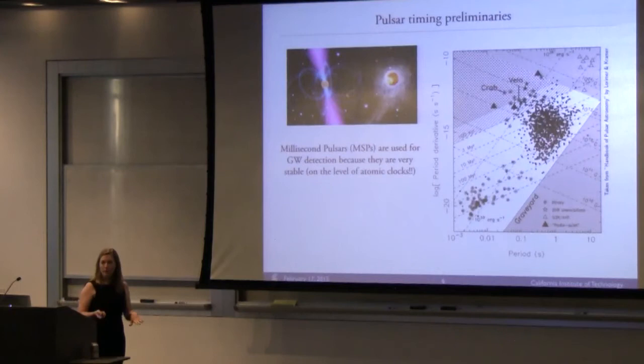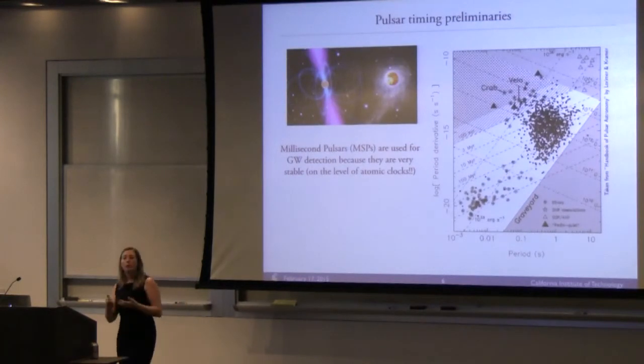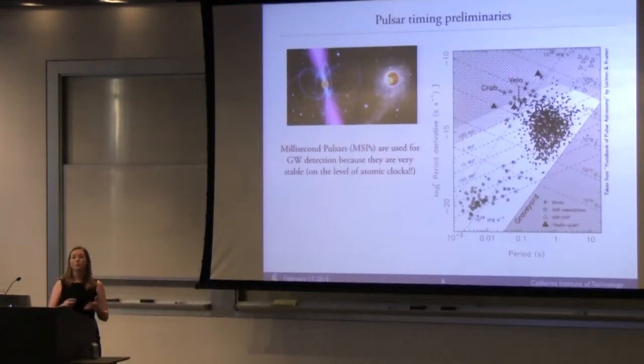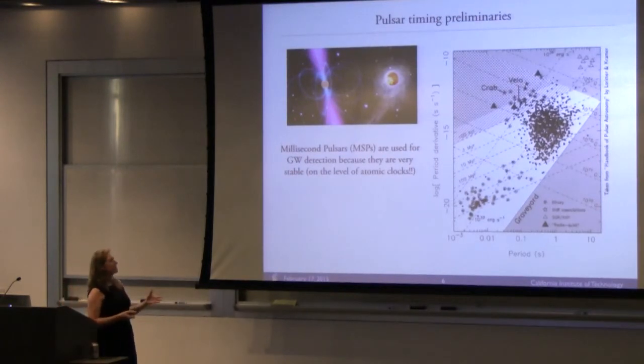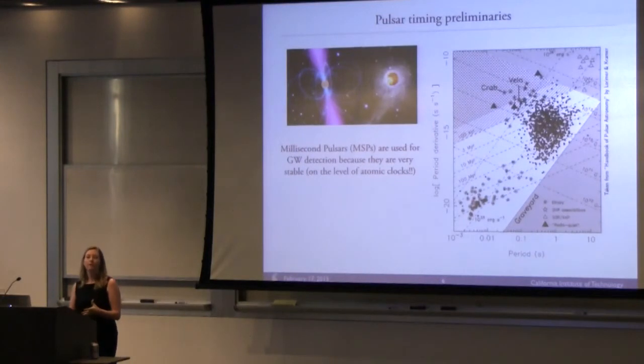So I know not everyone here works on pulsar timing arrays. I think we have some people who I just met in the LIGO meeting a few minutes ago. So I want to give a very brief introduction about how a pulsar timing array tries to detect gravitational waves, or how you can use one. The idea here is that you take a millisecond pulsar, which is probably the most stable kind of clock that we have in the universe.